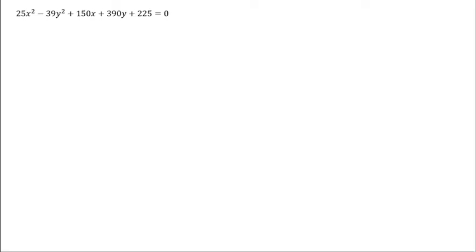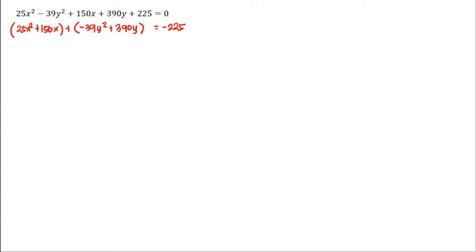Okay, so first group will be the terms with x. So we have 25x squared plus 150x. So this is our first group, plus the terms with y. So that is negative 39y squared plus 390y equal to negative 225. Now, observe that the leading coefficients are not equal to 1.